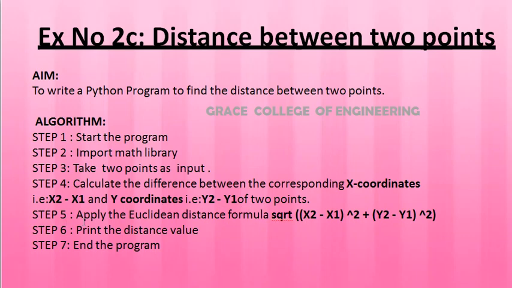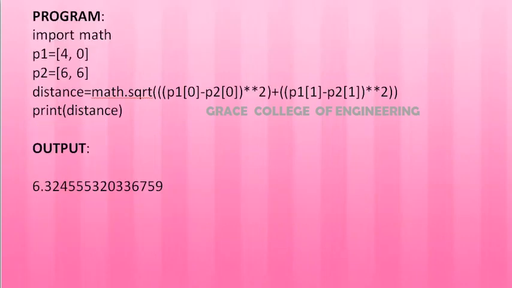Step 5. Apply the Euclidean distance formula. Square root of x2 minus x1 the whole squared plus y2 minus y1 the whole squared. Step 6. Print the distance value. Step 7. End the program. Next, you want to write the program.